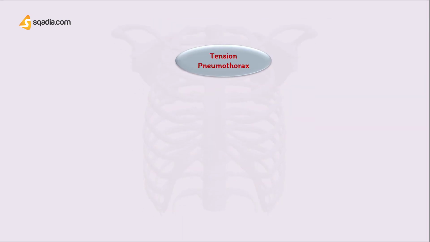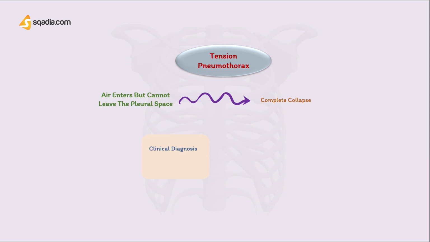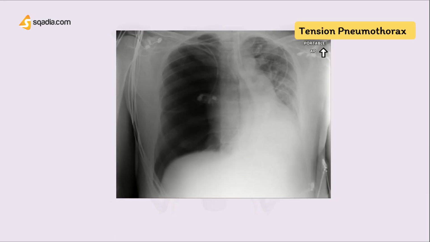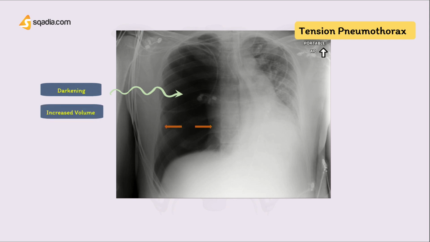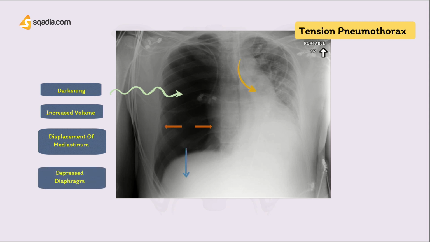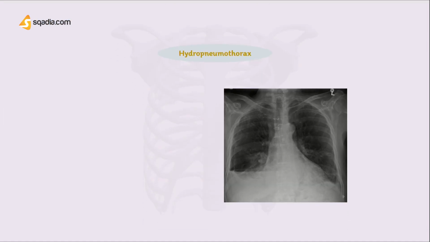When talking about tension pneumothorax, this is a serious type of pneumothorax whereby air enters but cannot leave the pleural space. This can lead to a complete collapse of the lung and is a medical emergency. It is a clinical diagnosis, which means it should be diagnosed on the basis of history and examination and not radiologically. The radiological features to look for are darkening of the hemithorax and loss of lung markings due to air in the pleural space, an increased volume of the hemithorax, displacement of the mediastinum and trachea away from the pneumothorax, and a depressed diaphragm.